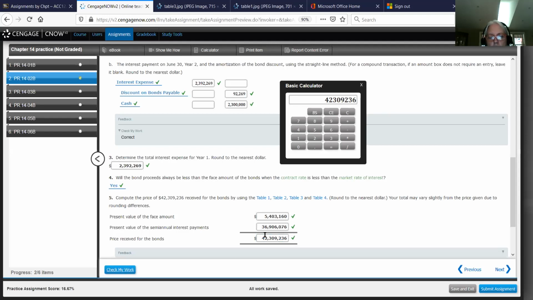See, this is what you issue the bonds for in part one. That's the price that you actually receive for the bonds. That's the cash amount of the bonds. They're just showing you how you would calculate that in this problem.